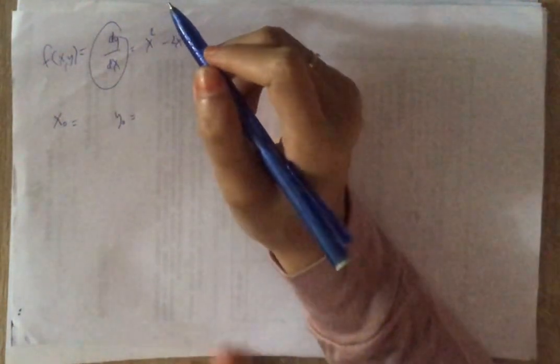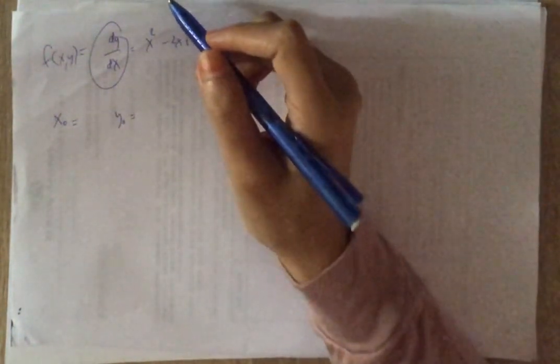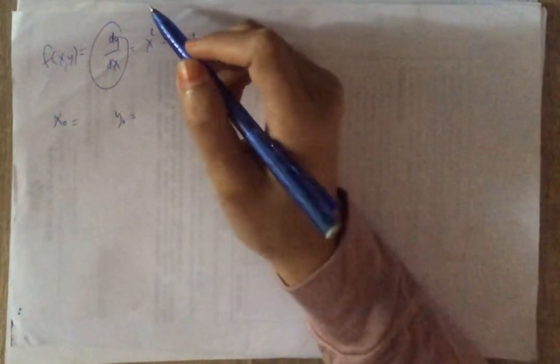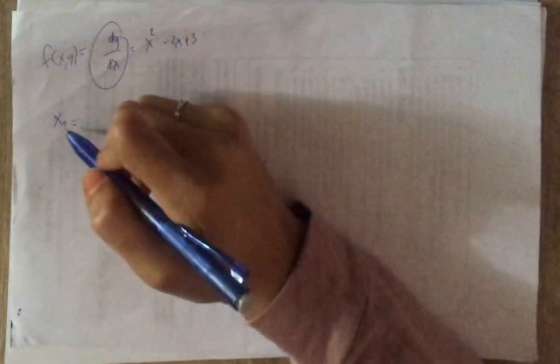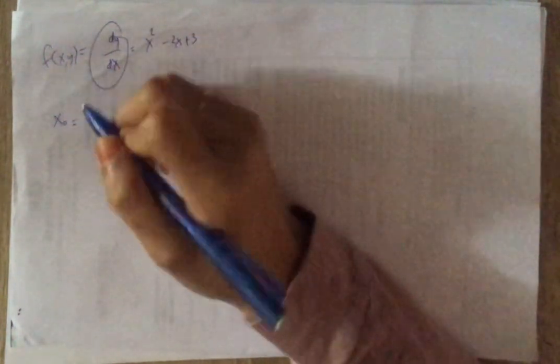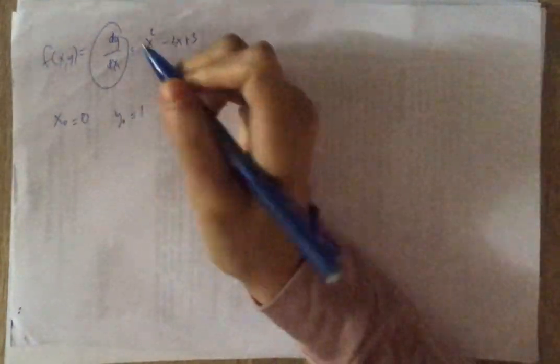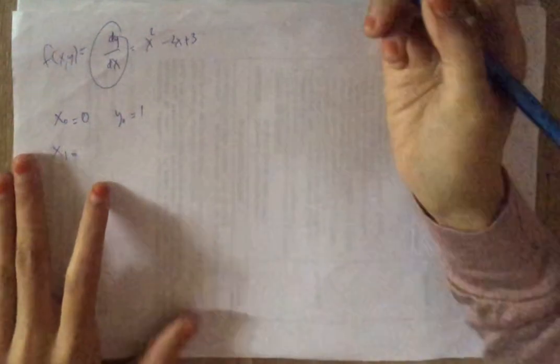Now we start with x0, y0. You can get x0, y0 directly from the question. Dia dah beritahu tadi, the initial condition. That will be your x0 and y0. So x0 is 0 and y0 is 1. Next, we want to find x1. How to find x1?